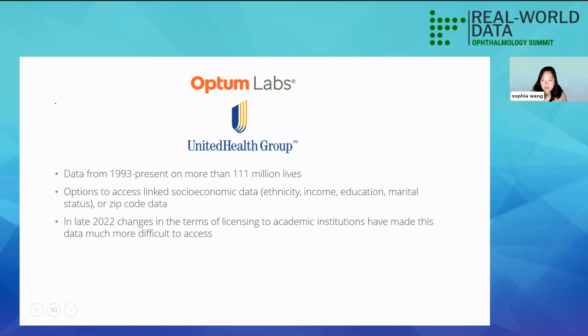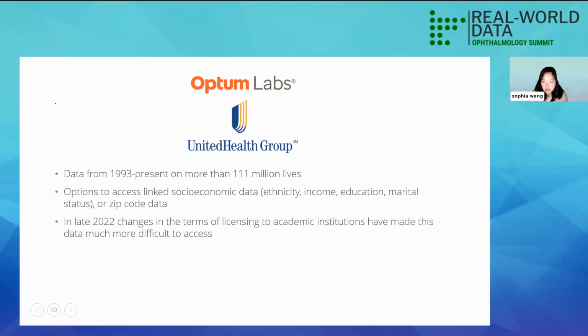So to cover some very specific health insurance claims databases, we can start with Optum. This is one of the most commonly used insurance claims data sets, and it comes primarily from the United Health Group, which is one of the largest insurance networks in the US. It spans from 93 to the present and contains information on over 111 million lives. And you can access it in a variety of forms. There are some forms that have linked socioeconomic data, such as race, ethnicity, income, education, and so forth. And there's also versions where they have some of the zip code data, for example, 3-digit zip codes.